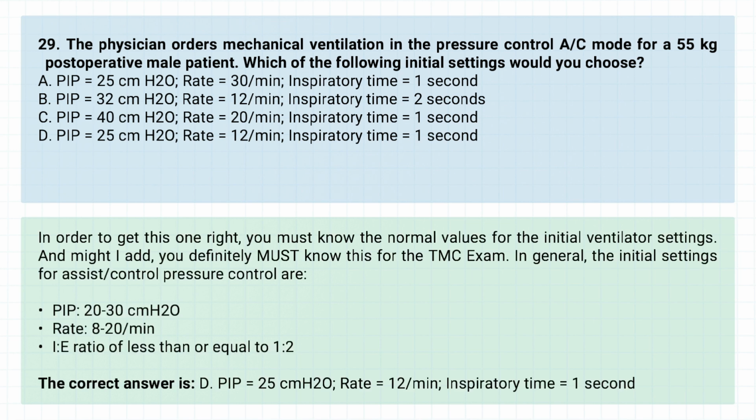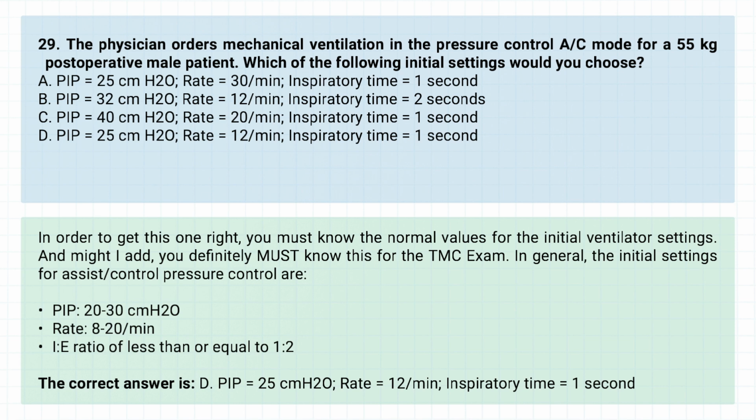A peak inspiratory pressure of 25, a rate of 12 breaths per minute, and an inspiratory time of 1 second. In order to get this one right, you must know the normal values for the initial ventilator settings. And, might I add, you definitely must know this for the TMC exam as well. In general, the initial settings for assist control pressure control are as follows. A peak inspiratory pressure of 20 to 30, a rate of 8 to 20 breaths per minute, and an inspiratory to expiratory ratio of less than or equal to 1 to 2.